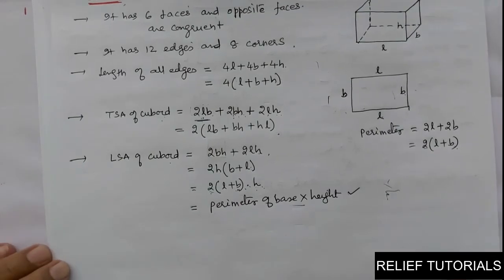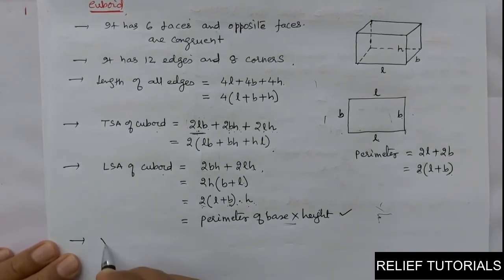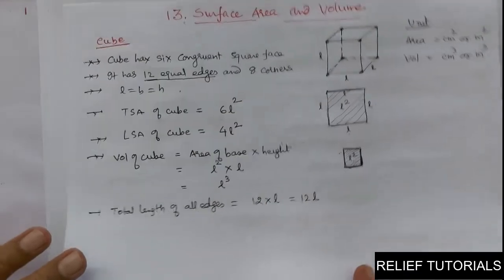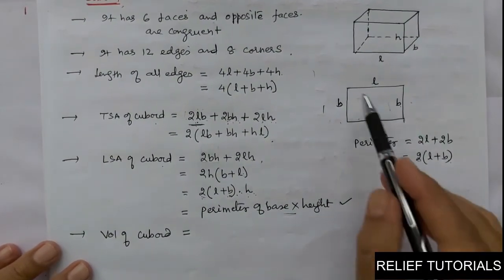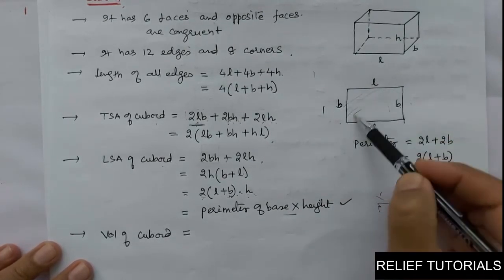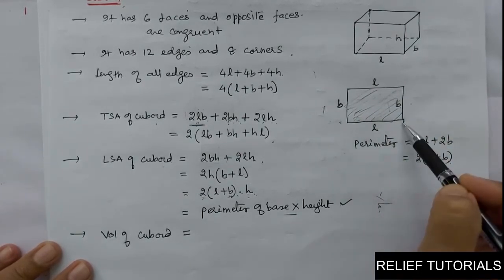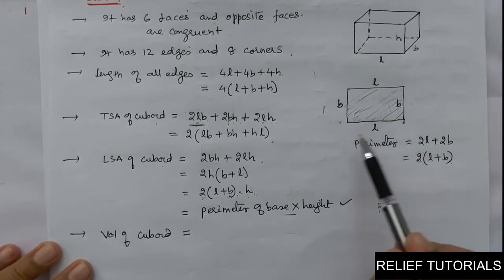Now the volume of a cuboid. I told you the volume of any solid. We have discussed the volume of a cube also. So the volume of a cube is area of base into height. Just imagine, friends, your room is cuboidal in shape, and if you want to fill your room with water, first you will add the water, so water will occupy this space. What is this space? This is nothing but the area of base, and you will fill water up to what height? That will be the volume of water.